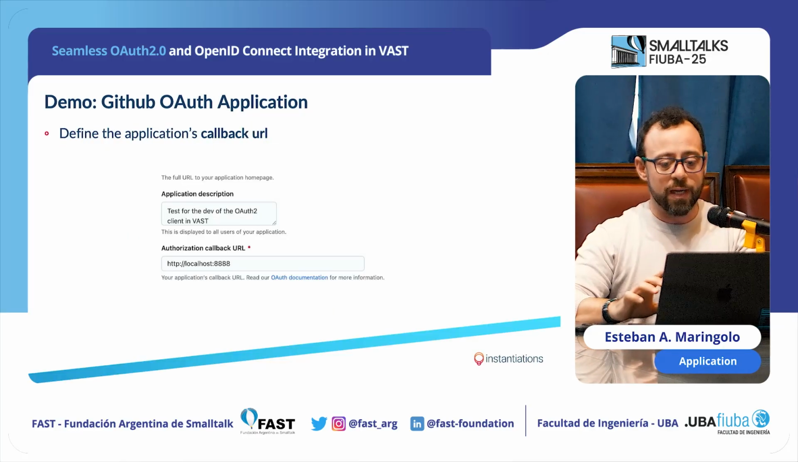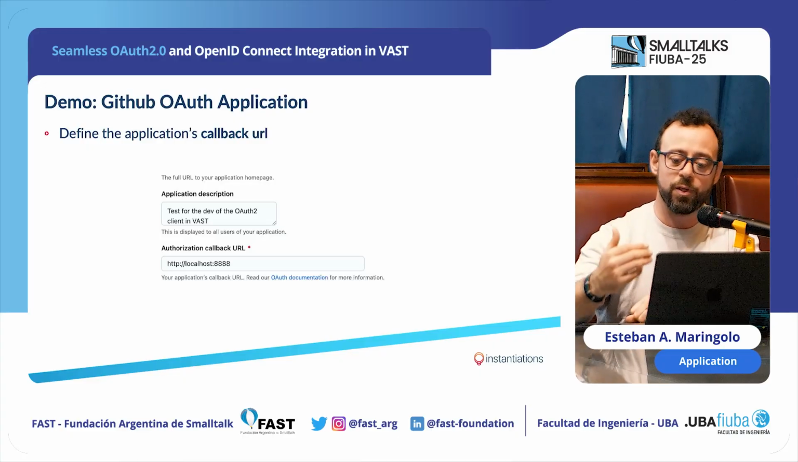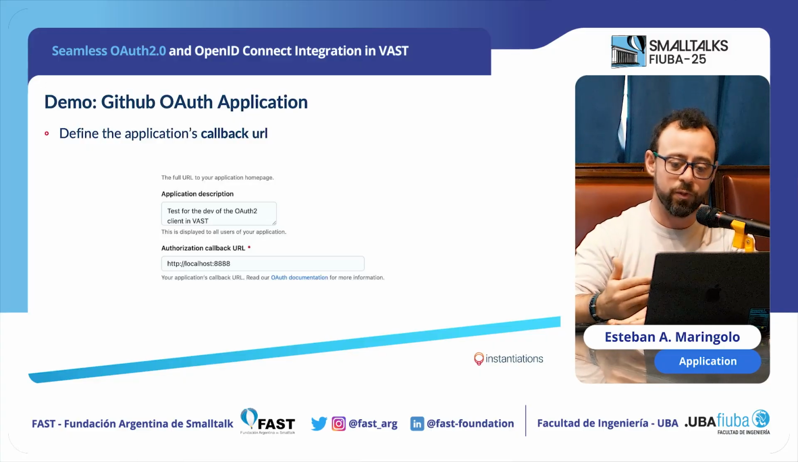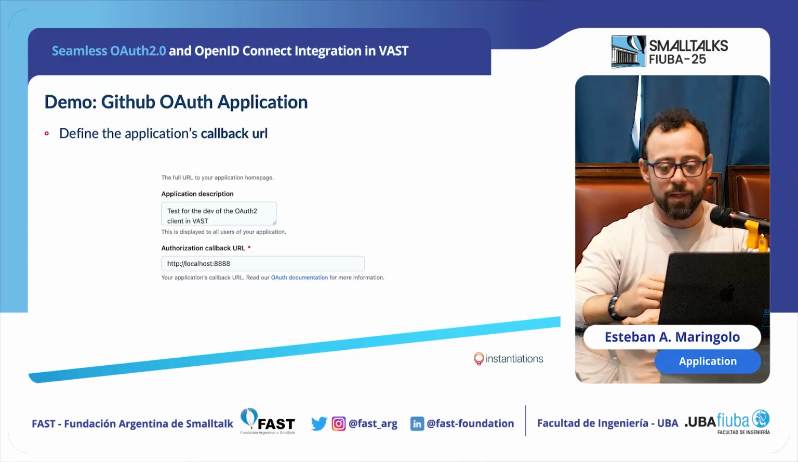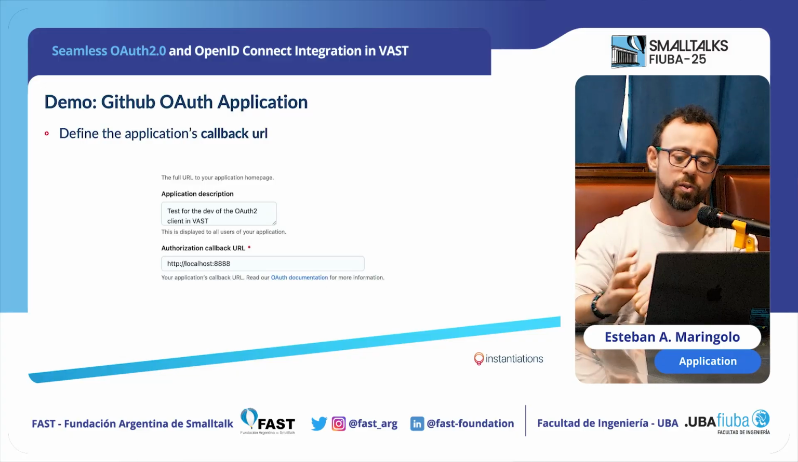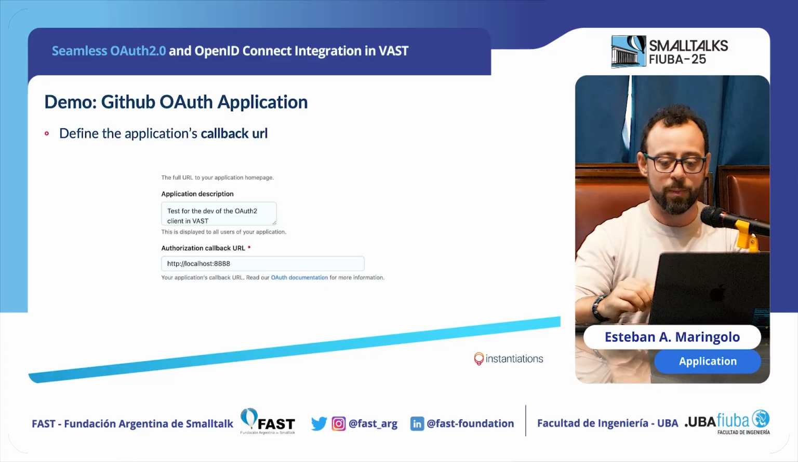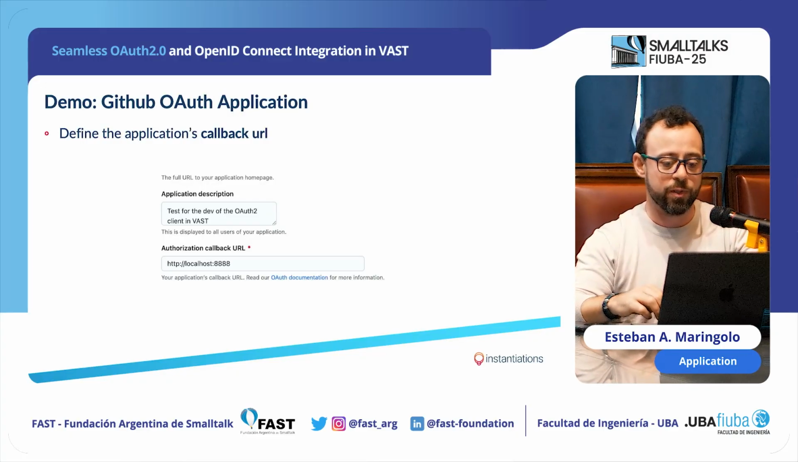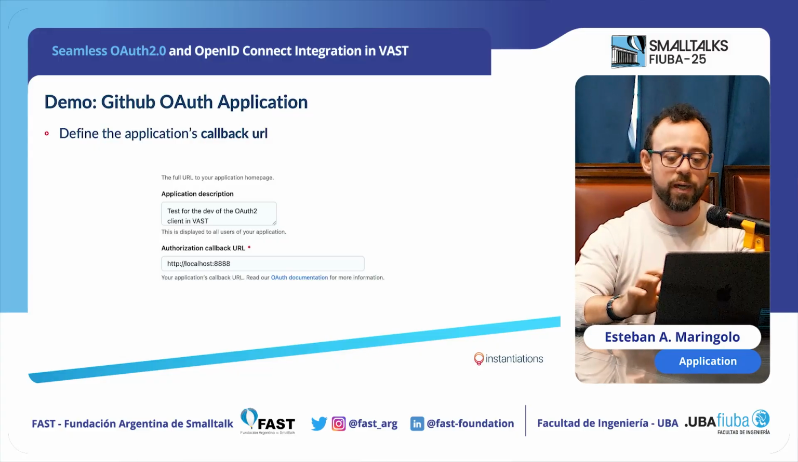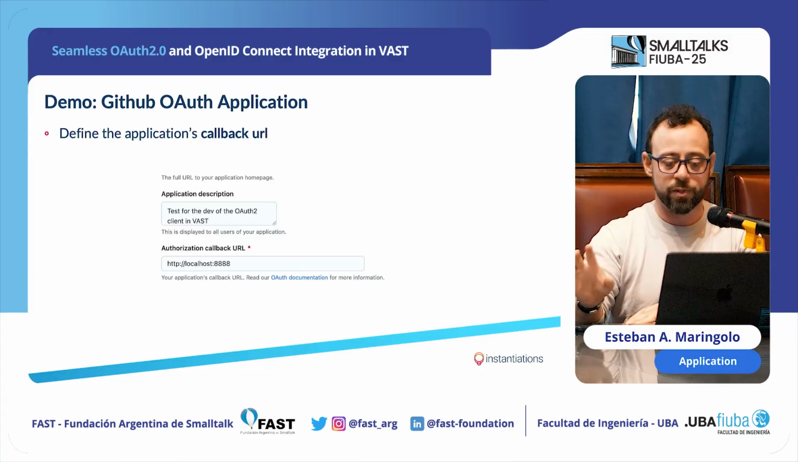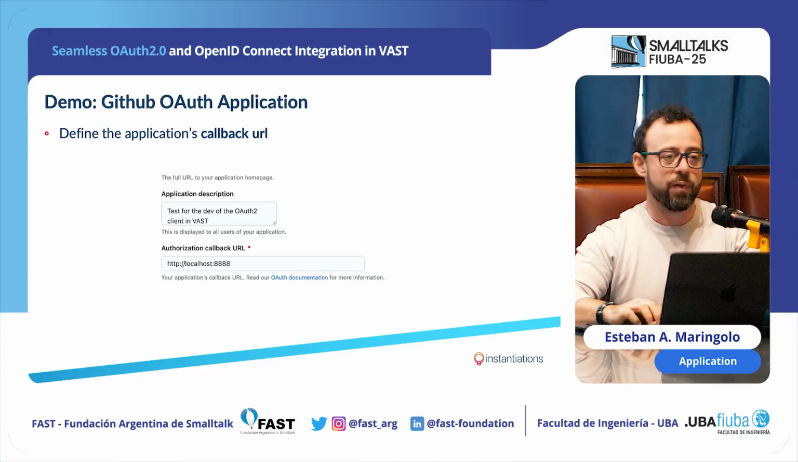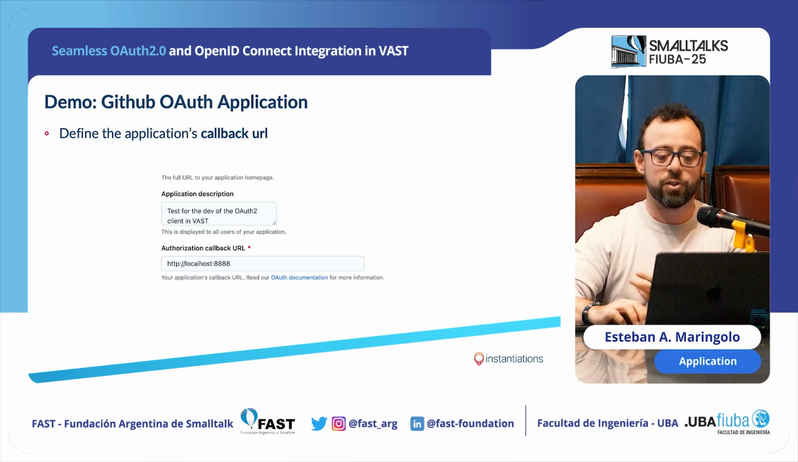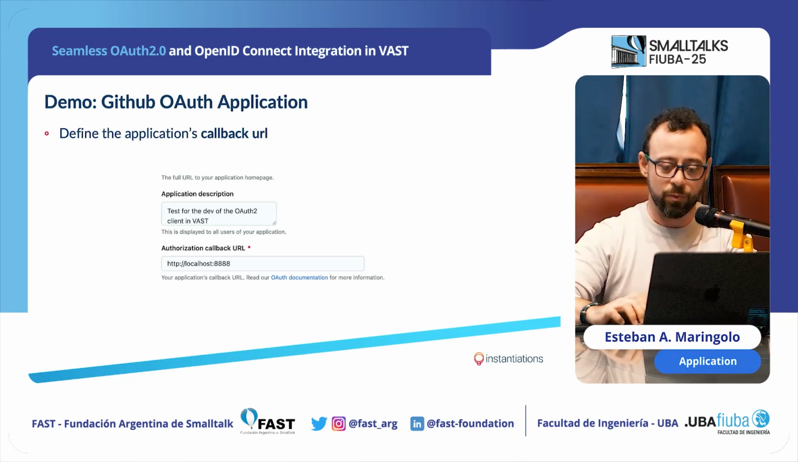Along with these credentials, you also need to configure something else that's also critical for security, the callback URL. This is where GitHub will redirect users after they authorize your application. It's a critical security feature because GitHub will only redirect to URLs you pre-registered here. This prevents unauthorized applications from intercepting the authorization code.